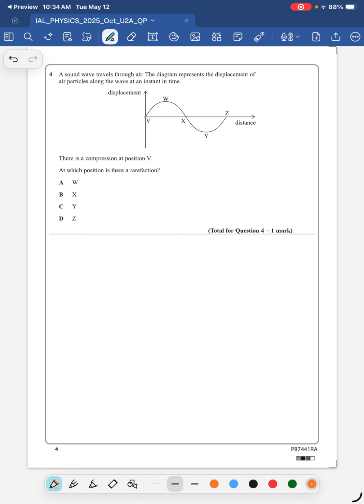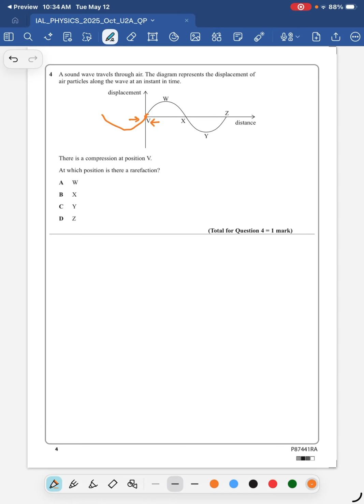So if there is a compression at V, it means that immediately to the right of V, the particles move to the left, okay? So if you continue this wave like that, it means that to the left of the position V, the particles move to the right, okay? And this doesn't make any sense because usually if the displacement is positive, we mean that particles move to the right and not to the left as we draw here.